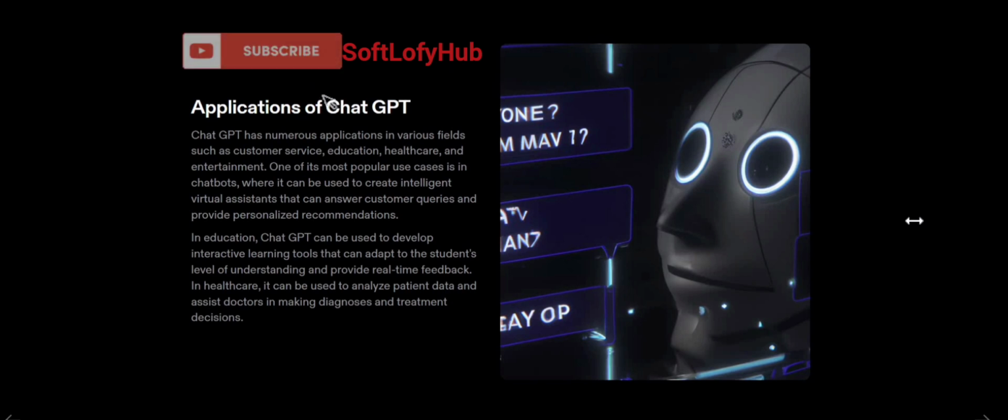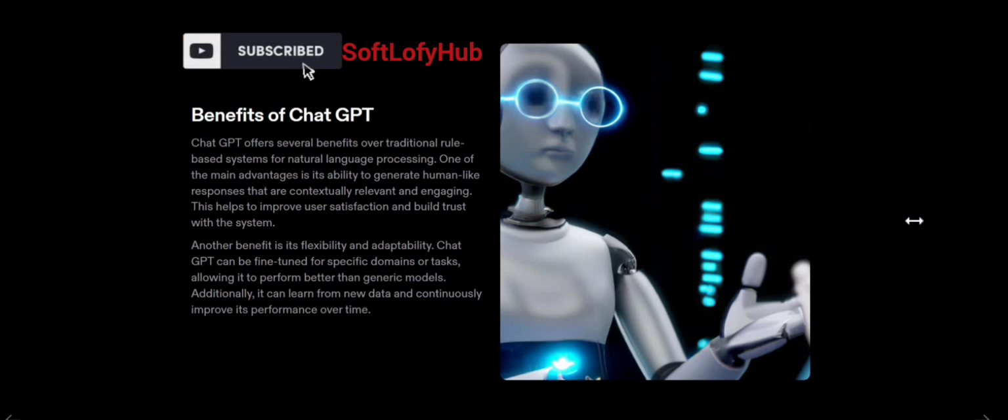Applications of ChatGPT. ChatGPT has numerous applications in various fields such as customer service, education, healthcare, and entertainment. One of its most popular use cases is in chatbots, where it can be used to create intelligent virtual assistants that can answer customer queries and provide personalized recommendations. In education, ChatGPT can be used to develop interactive learning tools that can adapt to the student's level of understanding and provide real-time feedback. In healthcare, it can be used to analyze patient data and assist doctors in making diagnoses and treatment decisions.